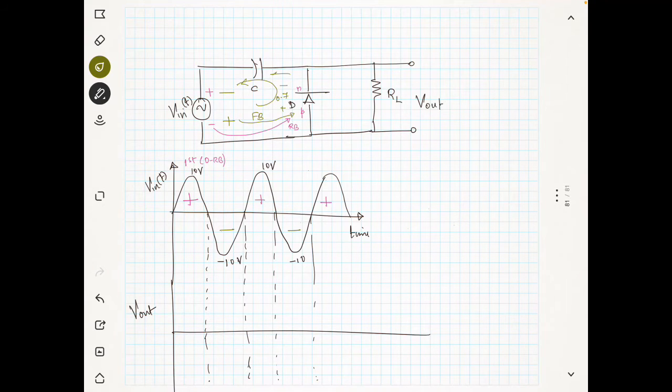So the current will charge the capacitor. The maximum voltage across the capacitor will be V max, or VC max you can say. It is nothing but you are giving 10 volt here, a maximum of 10 volt, and the 0.7 is dropped across the diode as shown here. So 10 minus 0.7, that will be 9.3.